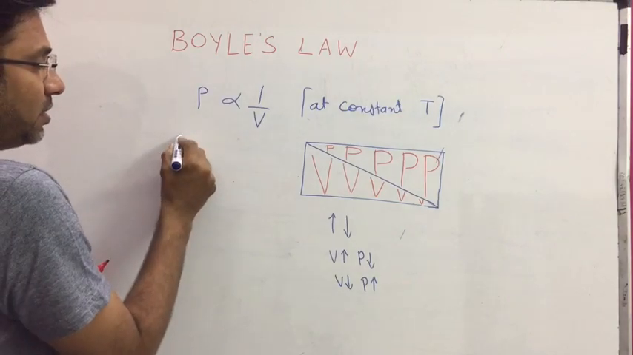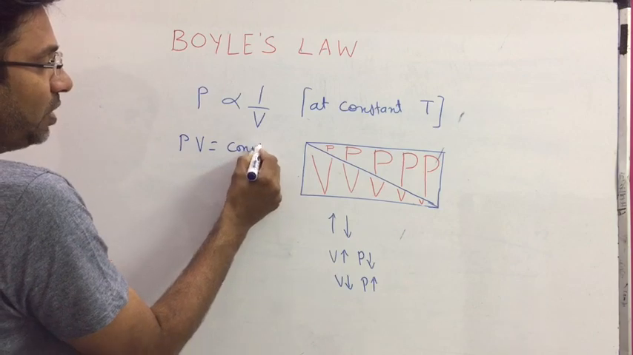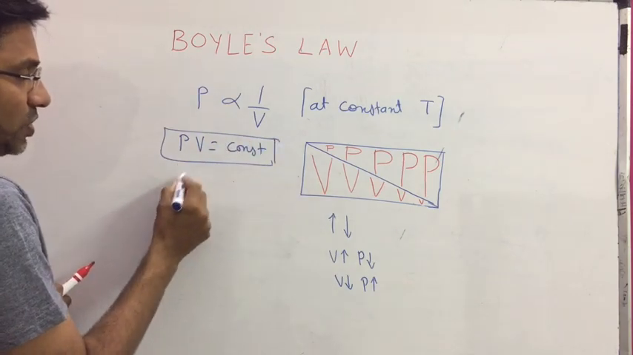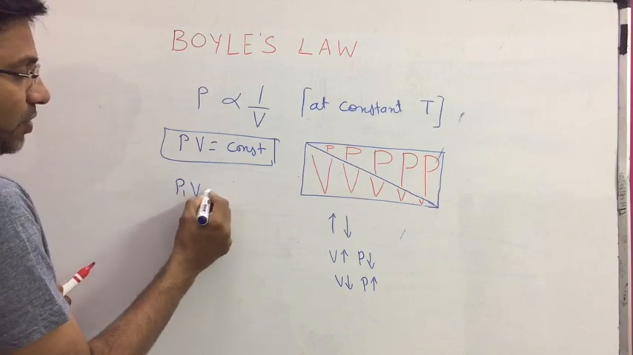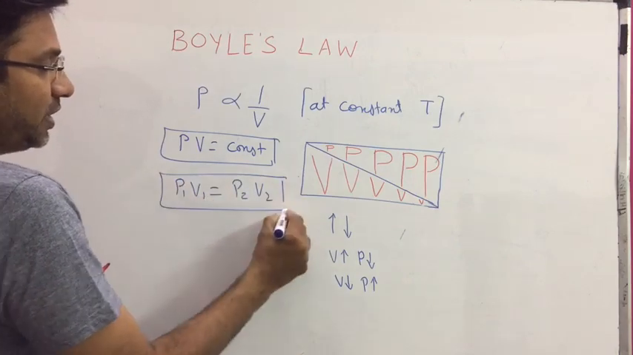We can write the above equation as PV is equal to constant. For problems we have to use this equation as P1 V1 is equal to P2 V2 at constant temperature.